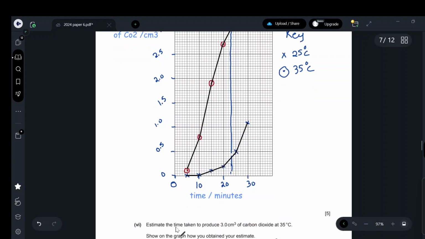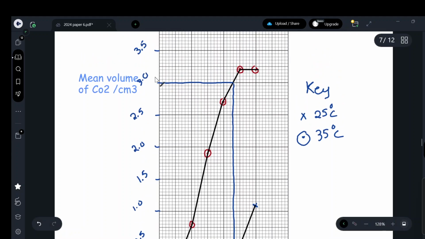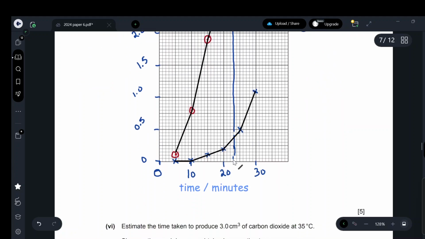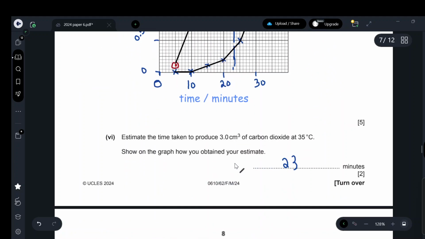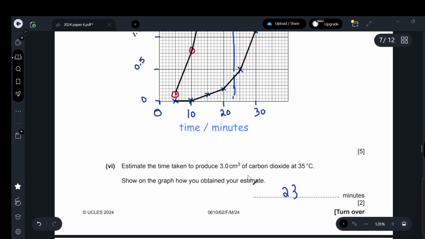Estimate the time taken to produce 3 cubic centimeter of carbon dioxide at 35 degrees Celsius. You have to show him. You will draw a line from the 3 cubic centimeter until you meet your graph. I want the 35 degrees Celsius, so until I meet this graph, and then I go down, down, down, down. It will be 23 minutes. 23 minutes is the time at which it will produce 3 cubic centimeter.